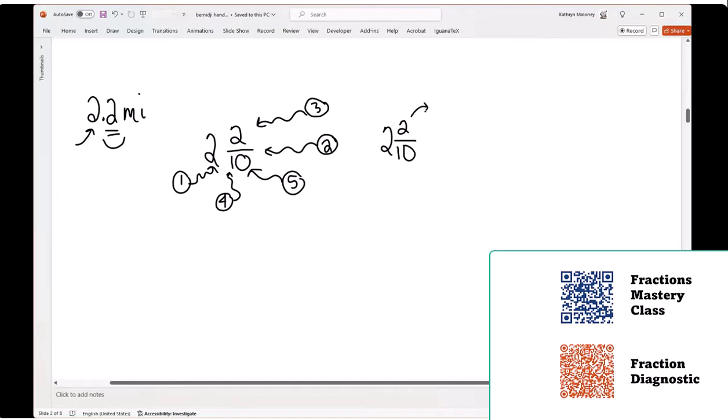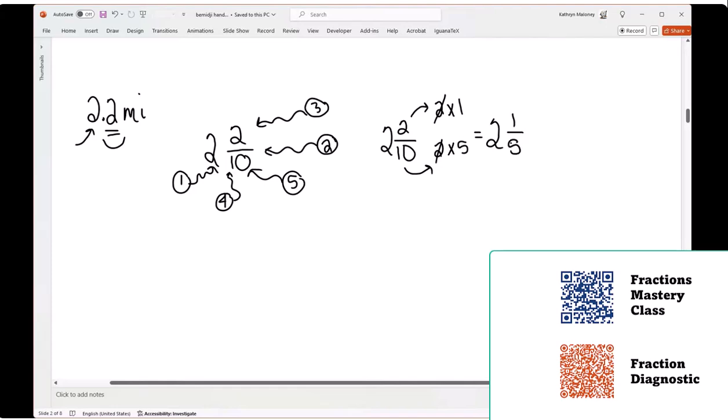And I know that this is 2 times 1. And then I look at my denominator, my 10. Does 2 go into 10? Yeah, it does. 2 times 5. Now what we're going to do is cancel the common factor, which is 2. And we're going to end up with the big 2, the whole number 2, and then 1/5. And you did it. That's it.